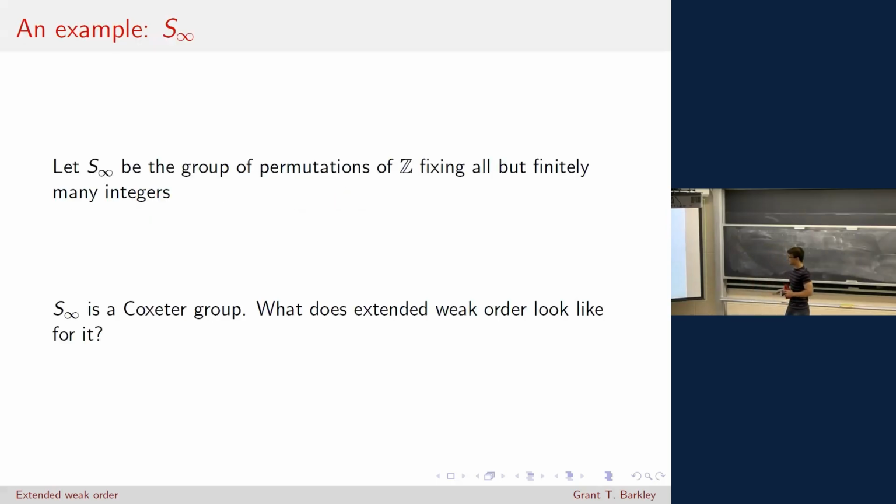Okay, so let S infinity be the bijections of Z with itself that fix all but finitely many integers. This is a Coxeter group. If you're thinking about Coxeter diagrams, it's the one that's bi-infinite, so the one that goes off to infinity in both directions. What does extended weak order look like for this group?